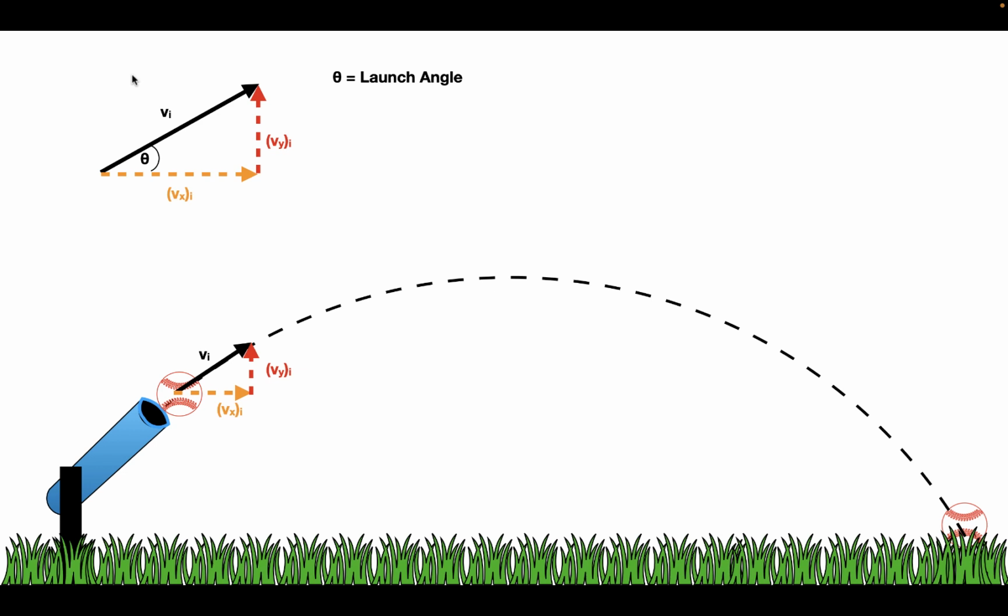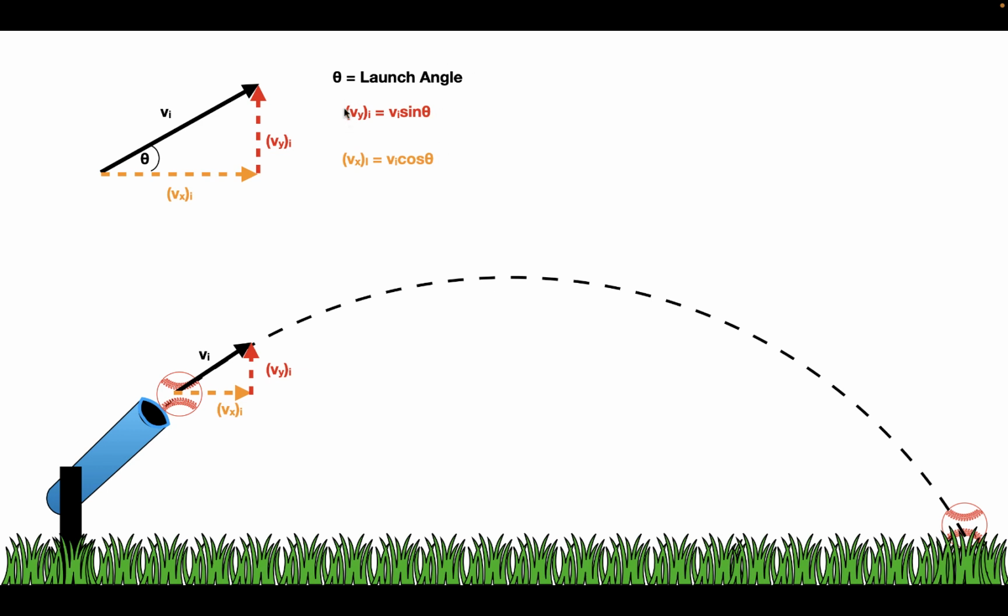And by using simple trigonometry, we can come up with two equations that help us to calculate what these two components are. The initial velocity in the y direction can be calculated by this equation, where the initial velocity in the y direction is equal to the initial velocity times sine theta. And the initial velocity in the x direction is given by this equation, where the initial velocity in the x direction is equal to the initial velocity times cosine theta. These are the two equations that you need to know from this.